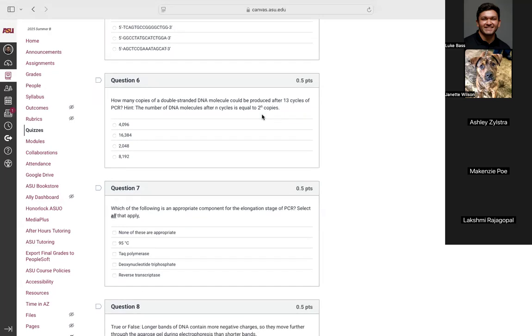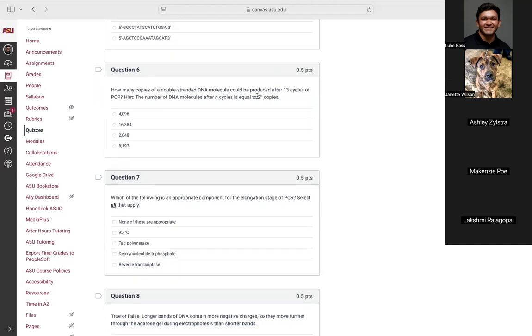So yeah, looking at question six, you're calculating the number of DNA molecules you'll have. And this is helpful too, because for a lot of different cloning techniques, you need a good amount of DNA in order to run the experiment. So PCR is a great method for that.